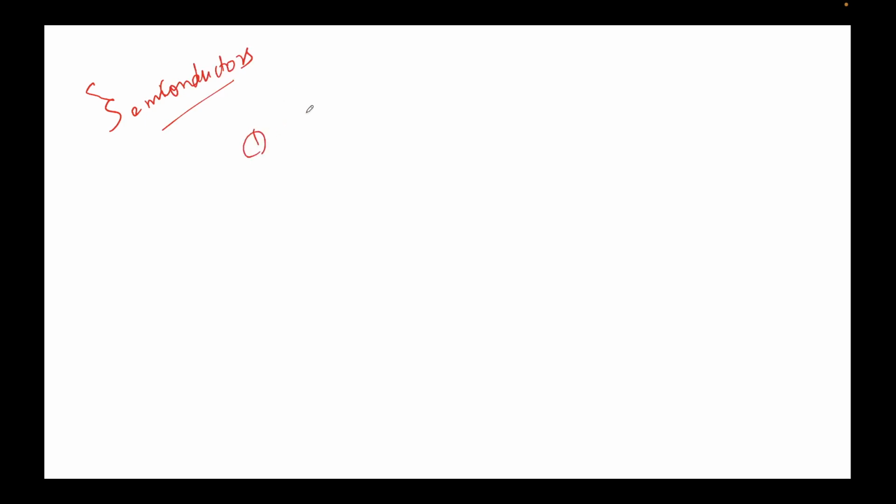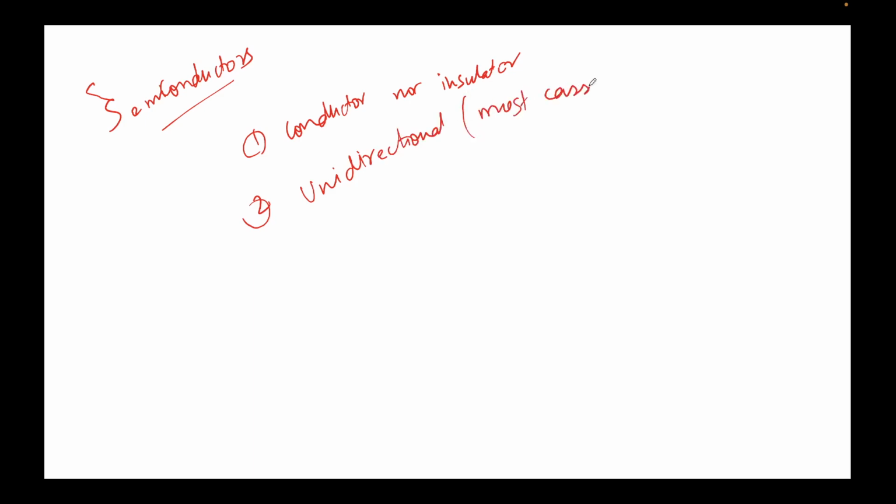Okay, let me write down. First person said neither conductor nor insulator. This was the first comment, right? If I'm not wrong. Yes, sir. Okay. Second one was unidirectional. In most of the cases unidirectional, and in special cases it's not. And also we can tune it. Okay, the spelling is wrong.